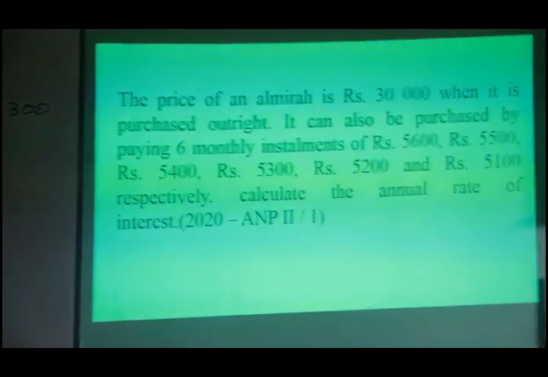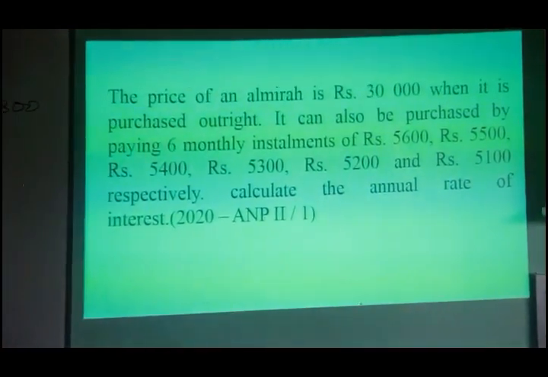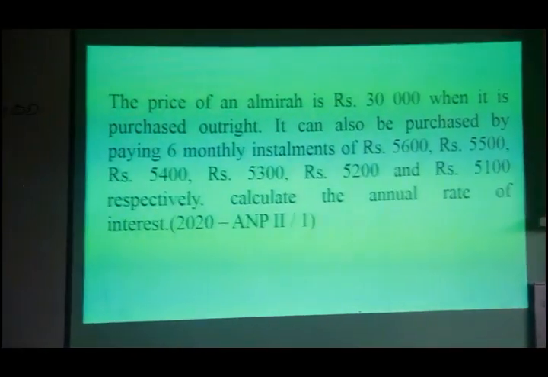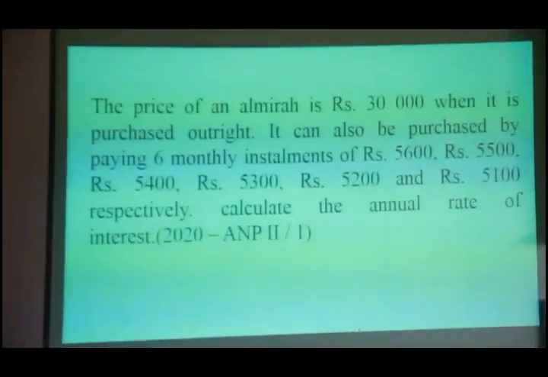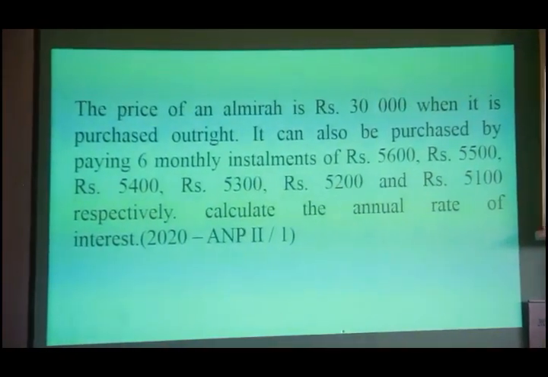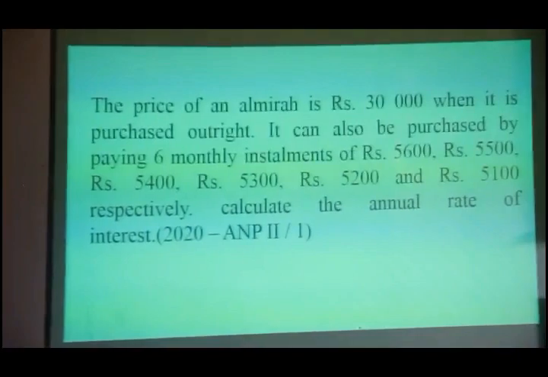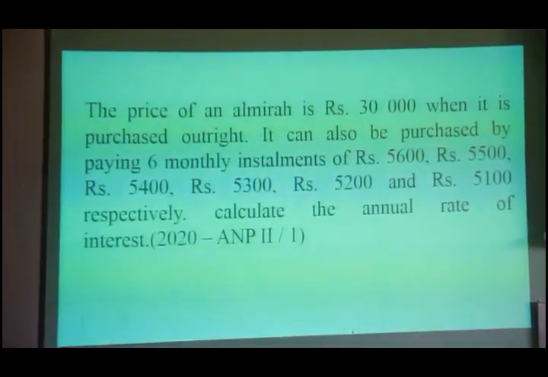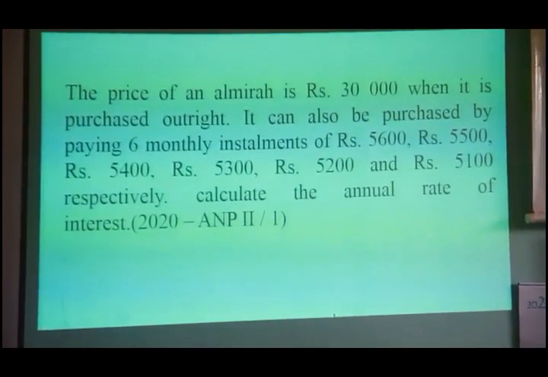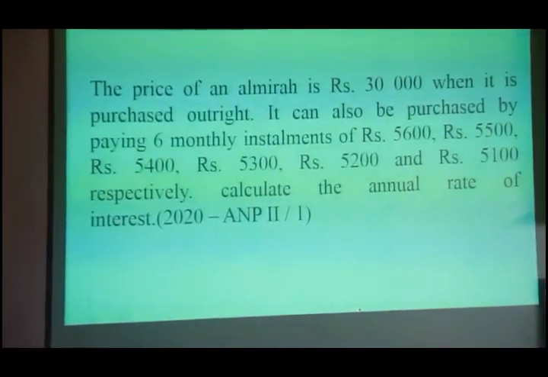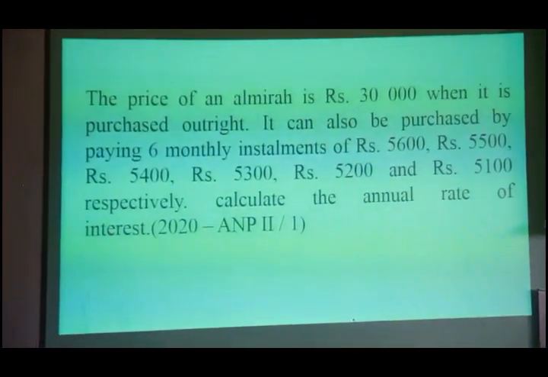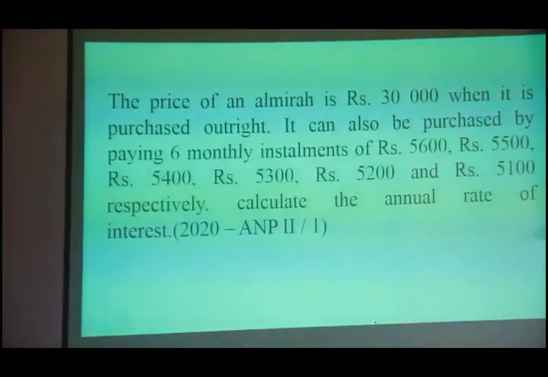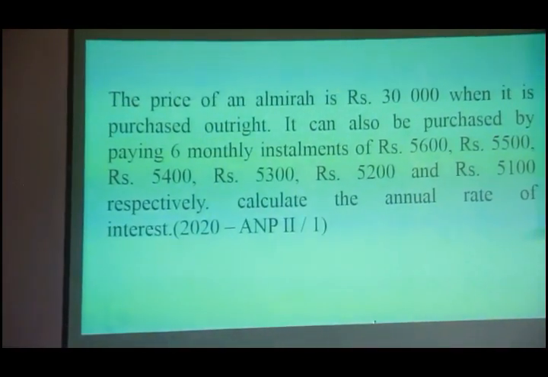Look at this question. Read and try to understand it. The price of an Almirah is rupees 30,000 when it is purchased outright. It can also be purchased by paying 6 monthly installments of rupees 5,600, 5,500, 5,400, 5,300, 5,200 and 5,100 respectively. Calculate the annual rate of interest.